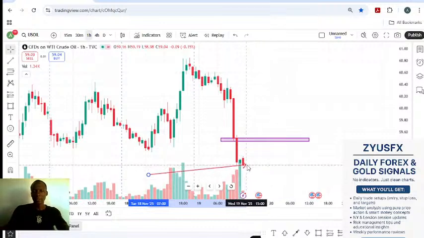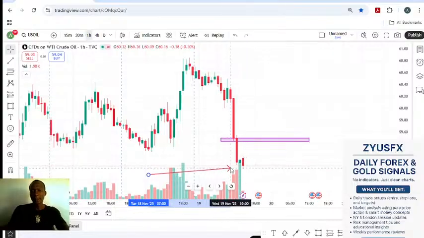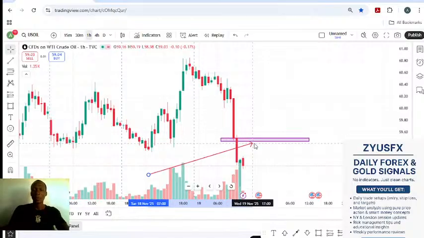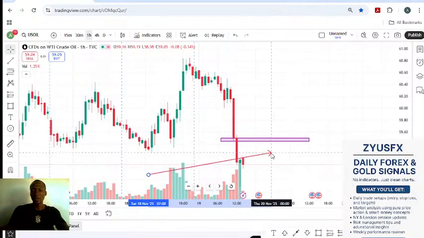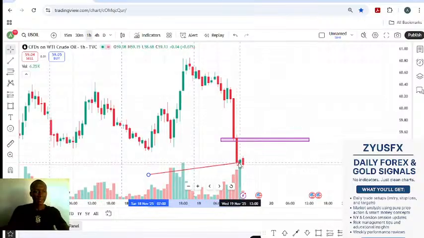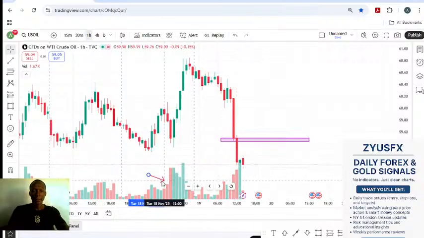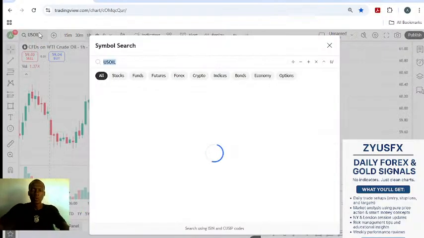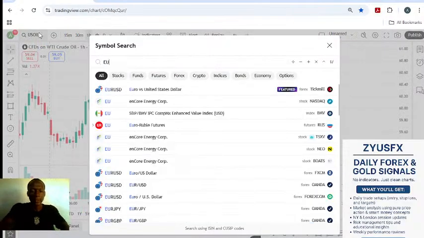So currently we are not going to be taking any trade on US oil. We need the market to settle, so that once we have that retracement, we can look for either a buying opportunity or sells. But right now, avoid taking any trade on US oil. The market is still reacting to the news. So let's move on to Euro USD. This is our last pair for today.